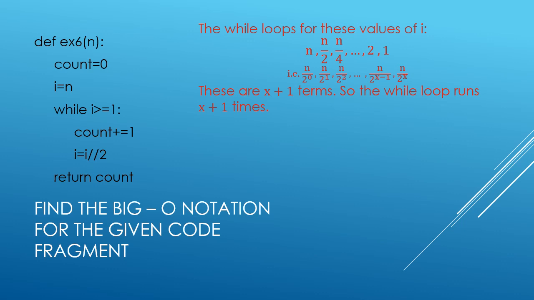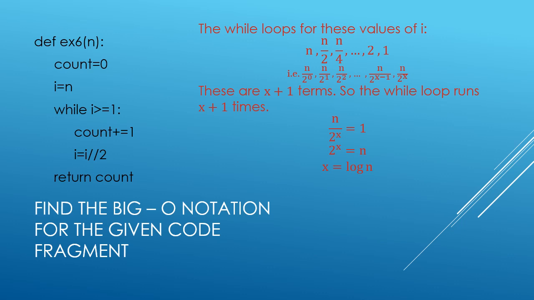Look at the two sequences in front of you. In the first sequence, the last term is 1. In the second sequence, the last term is n/2^x. I know that the last terms are the same. So this means that n/2^x is 1. And this can be written as 2^x is equal to n. Apply log on both sides of the equation and you get x is log of n.